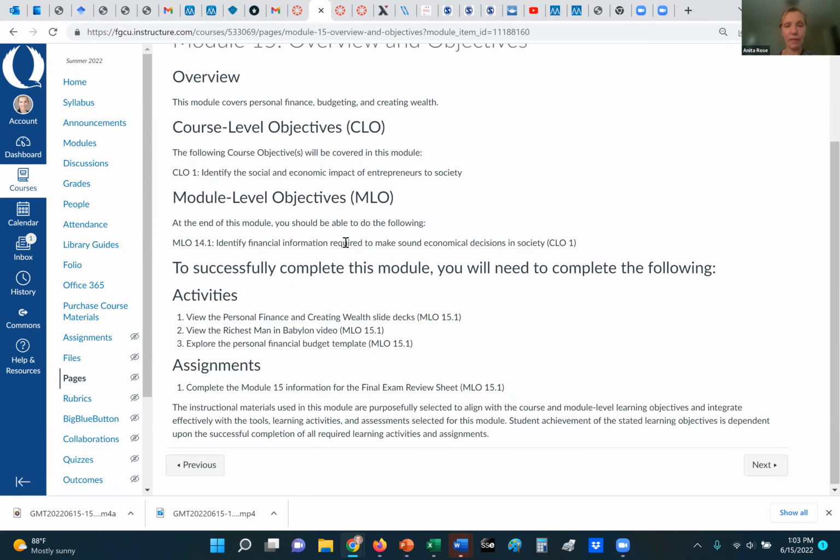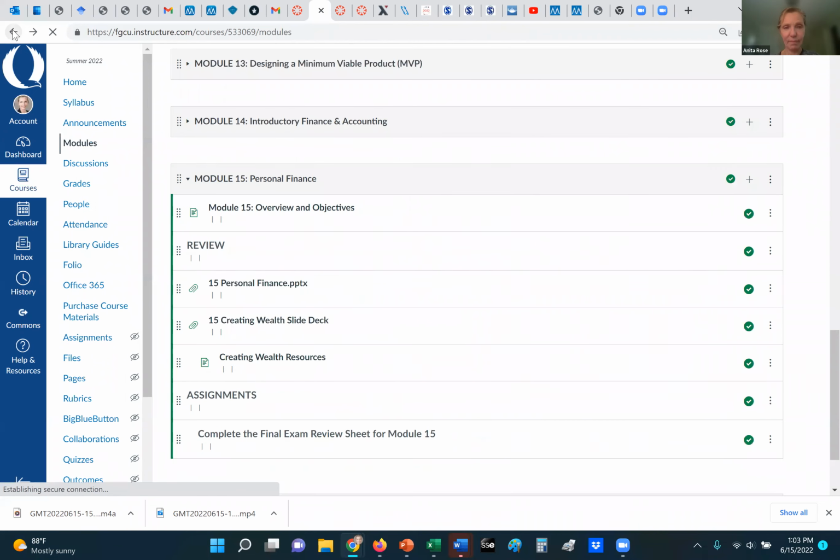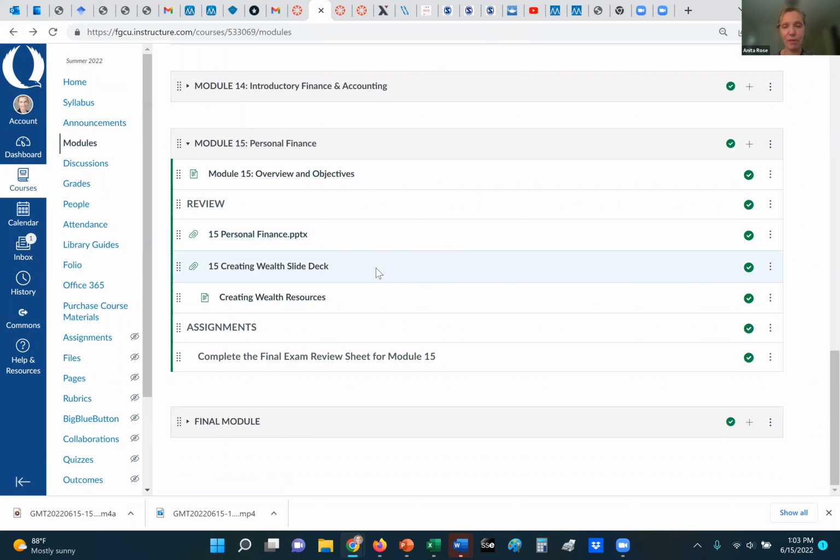We have our module level objective here, and then we have some activities that we're going to be doing. And then we have the only assignment that we have now, as we're reaching the end of the course, which is just to add the information from module 15 to our exam review sheet. Okay, so let's go ahead and take a look and see what we're doing now. And you'll see why it's so much fun.